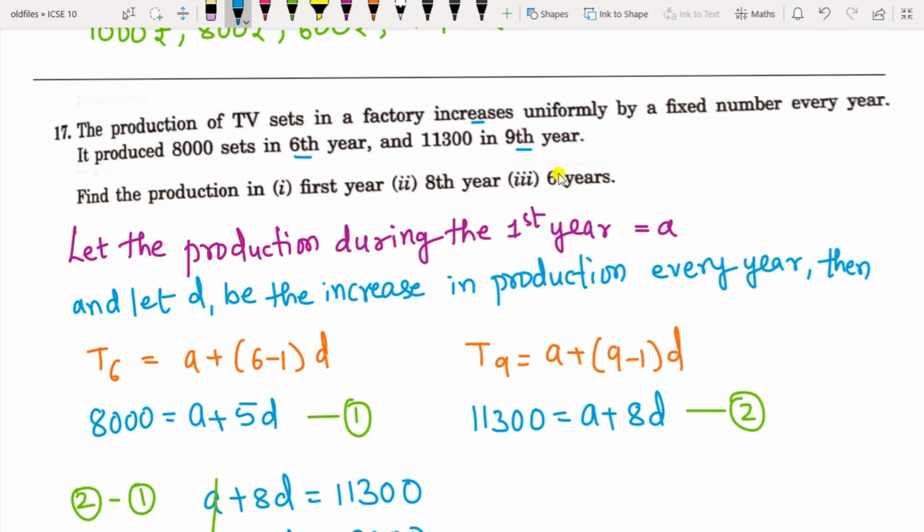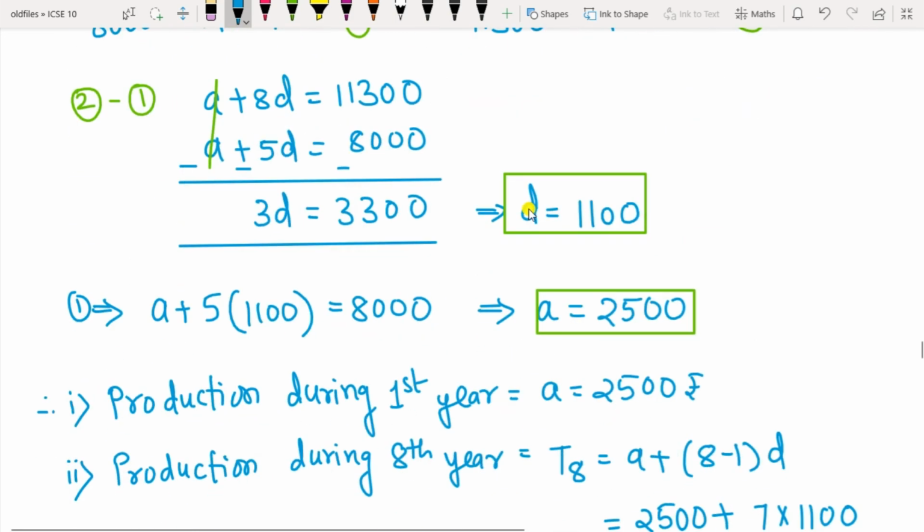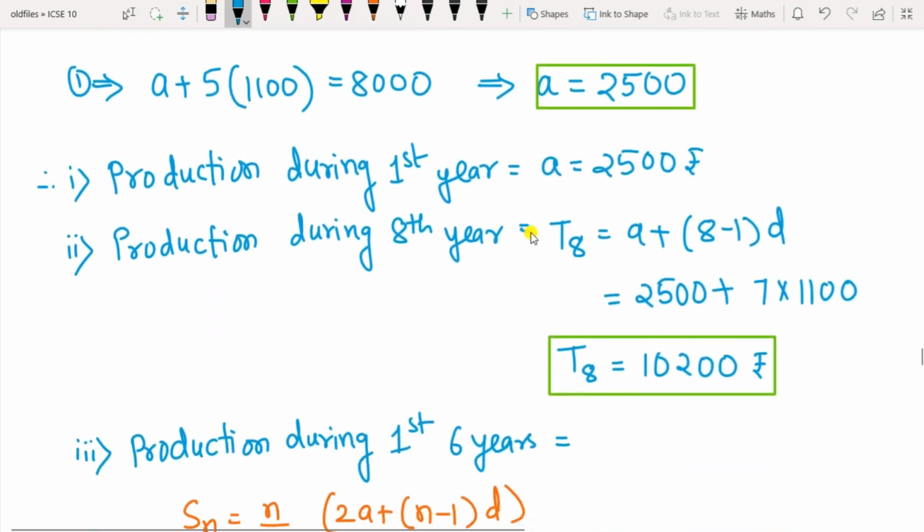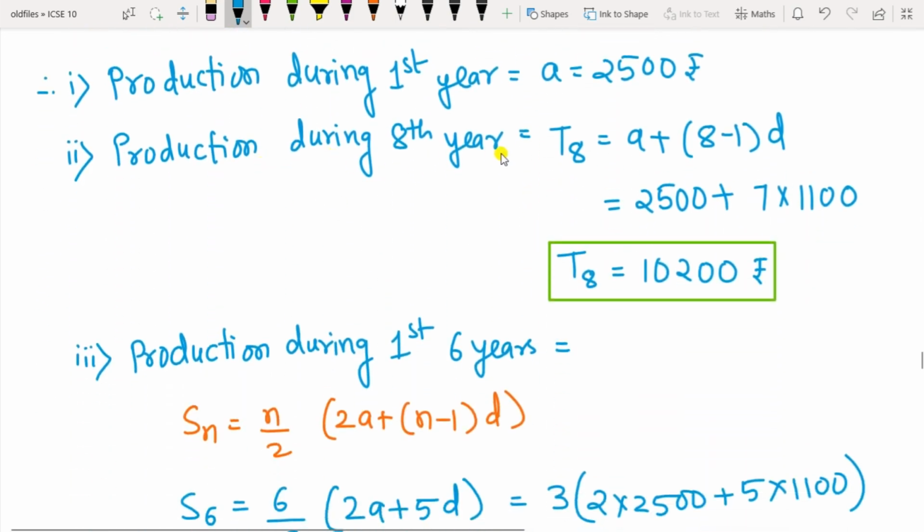Total 6 years you have to find. It is not written TH here. So not TH means it is the sum of the 6 years. And only 8th year means this is only for the 8th year. Okay. So you have to see the wordings properly. Production during the 8th year. So this is T8 equal to A plus n minus 1 D. So 8 minus 1 D. A is 2500 and D is 1100. You get the value of the 8th year as 10,200 rupees.